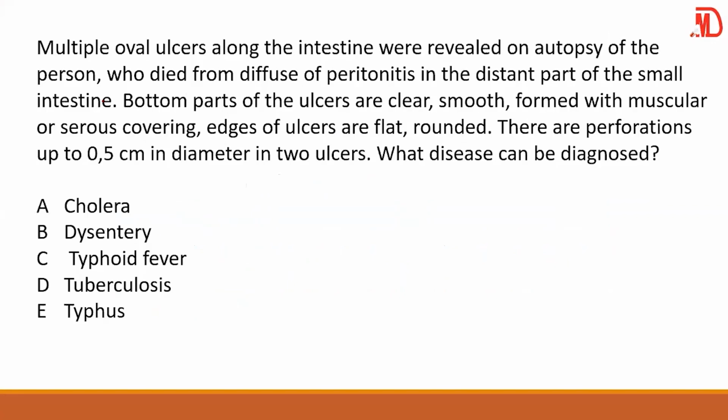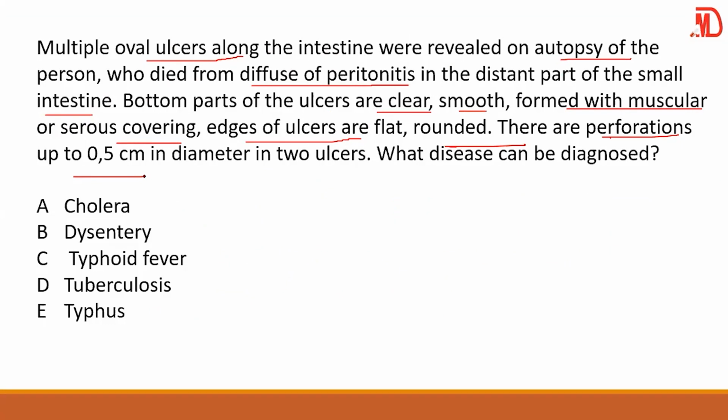Now we have multiple oval ulcers along the intestine revealed on autopsy of a person who died from diffuse peritonitis in the distal part of the small intestine. The bottom of the ulcers is clear, smooth, formed with muscular or serous covering. Edges of the ulcers are flat and rounded. There are perforations of up to 0.5 centimeters in diameter in two ulcers.